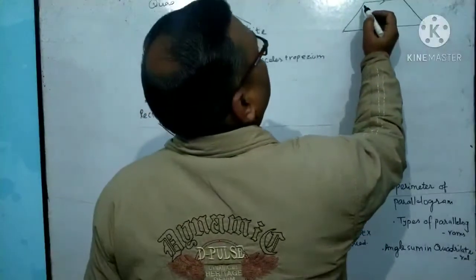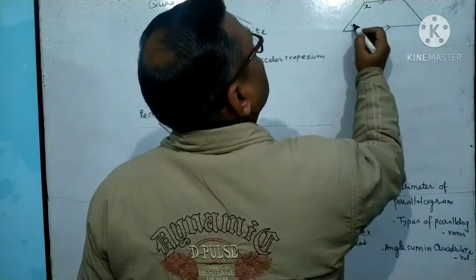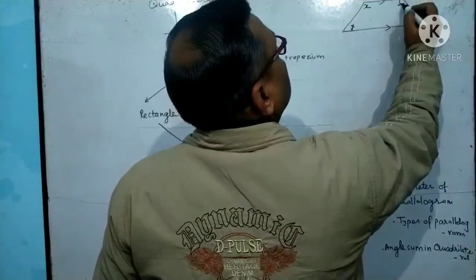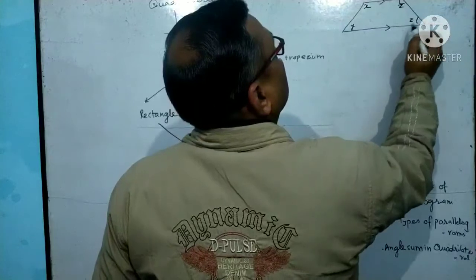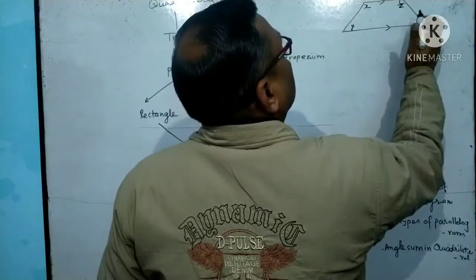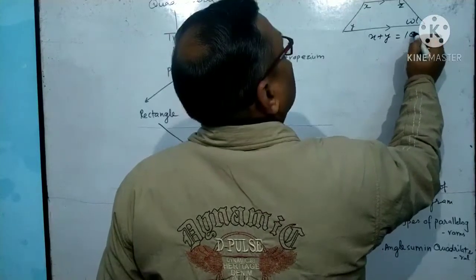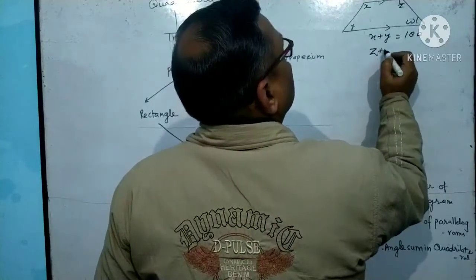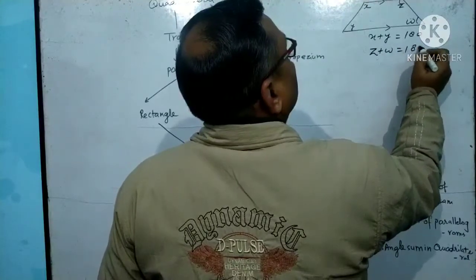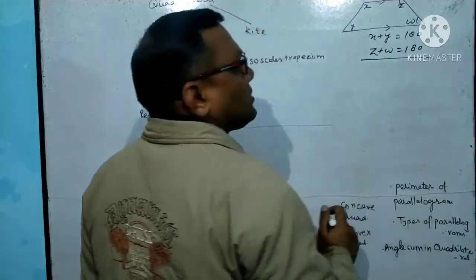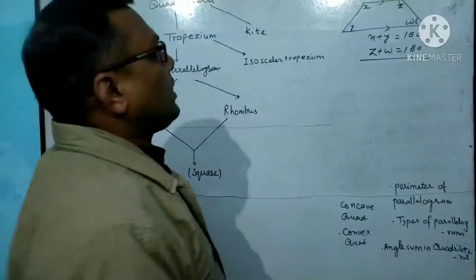And we take a property here. If this angle is x, this angle is y, this angle is z, this angle is w, then we can write x plus y equal to 180 and z plus w is also 180. This is the property of angles of trapezium.